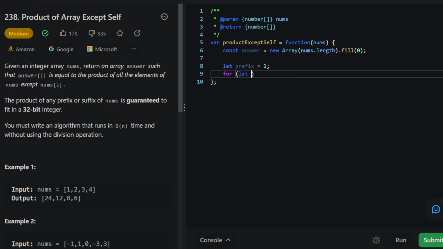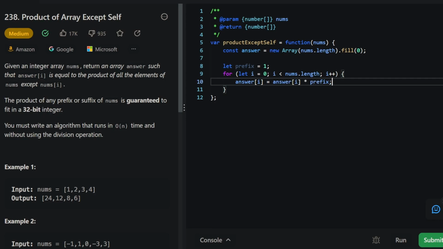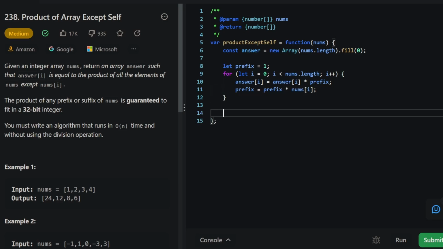So for let i equals 0, i is less than nums.length, i plus plus. And what we want to do is answer sub i for that location. It's going to equal answer sub i times prefix. And we want to update our prefix as well. So that will be prefix equals prefix times nums sub i. Now, when that is done, our prefix numbers are all set in there.